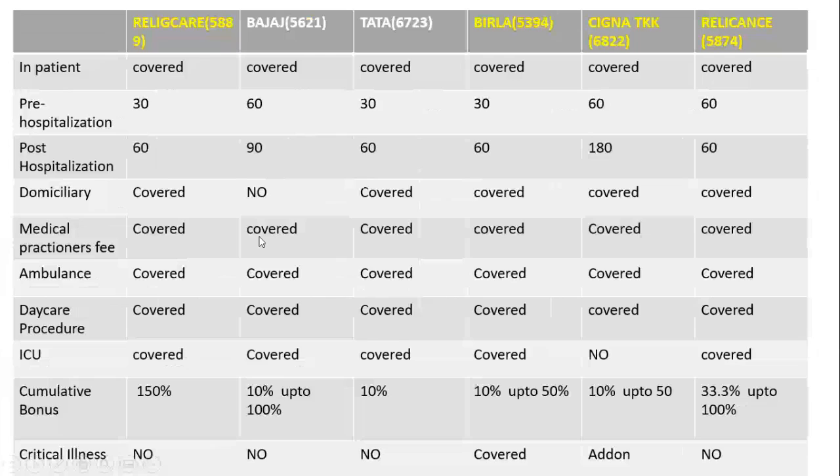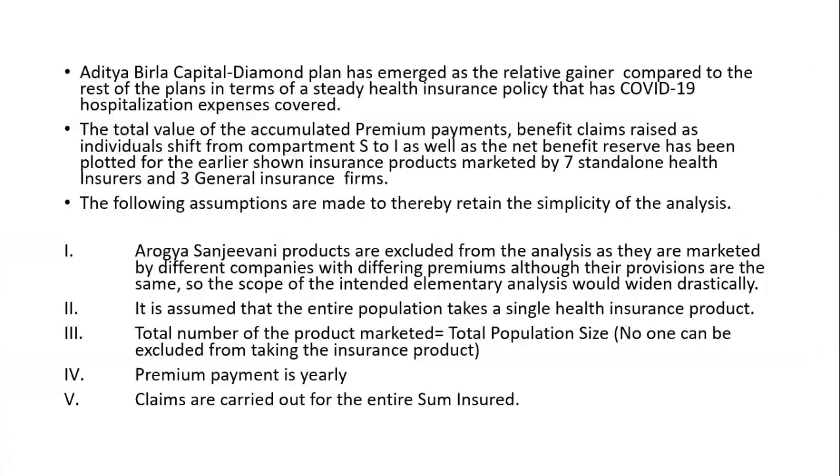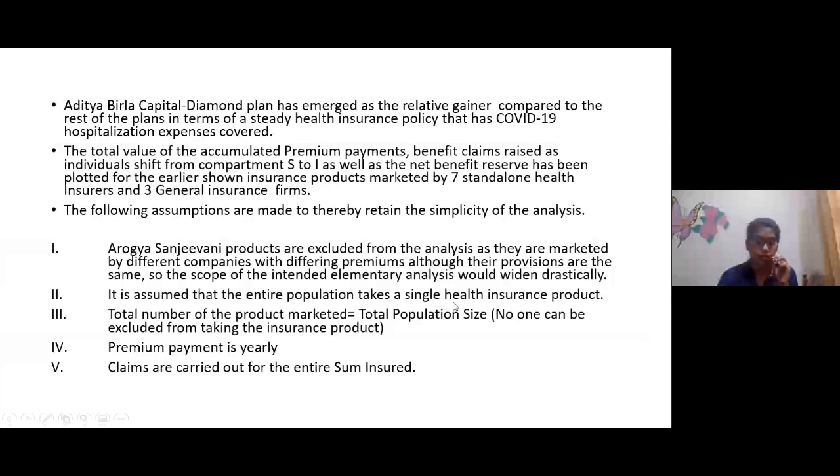Renewal continuing products are excluded from this particular analysis as they are marketed by different companies with different premiums, although their provisions are the same, so the scope of the intended elementary analysis would widen drastically. It is also assumed that the entire population takes a single health insurance product, and the total number of products marketed would be equal to the total population size. That is just for the second part of the analysis. The premium payments are yearly, which may be a limitation because right now premium payments are also being allowed in installments. And claims are carried out for the entire sum.